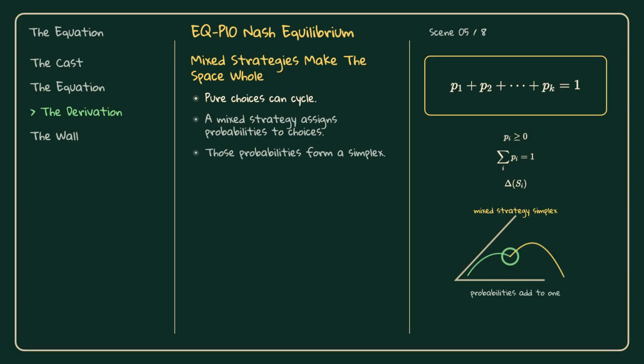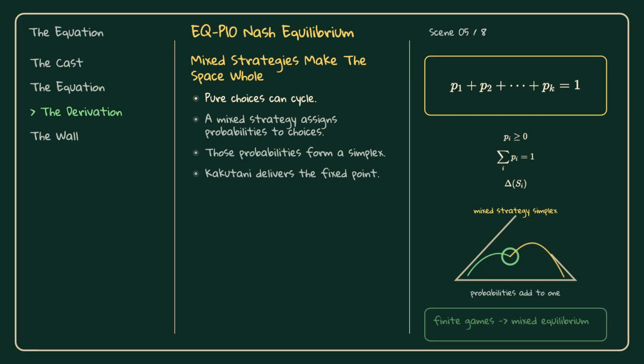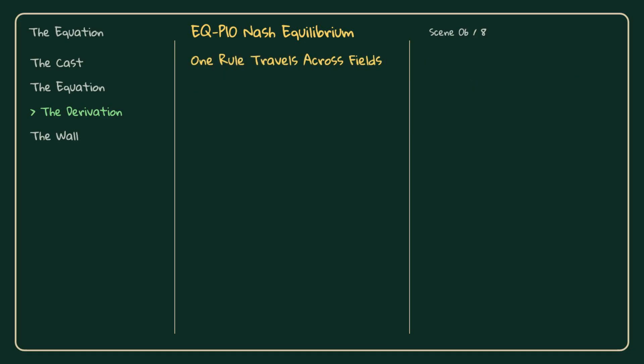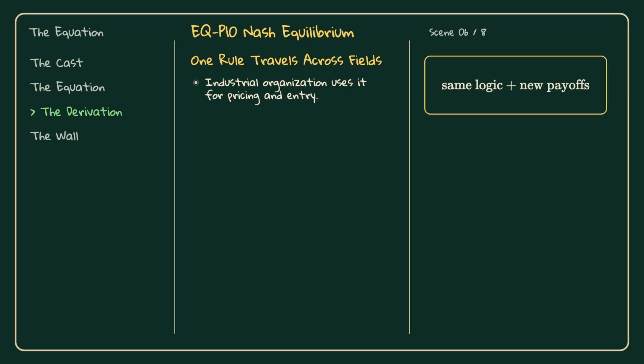We can write that as P sub I is greater than or equal to 0. We can also write sum over I of P sub I equals 1. Here, P sub I is the probability assigned to action I. Greater than or equal to 0 means probabilities cannot be negative. Sum over I of P sub I equals 1 means all probabilities add to 1. We can name the whole set as delta of S sub I, the simplex of player I's mixed strategies. We can also name the best response rule as BR of S, the set of best responses to strategy profile S.